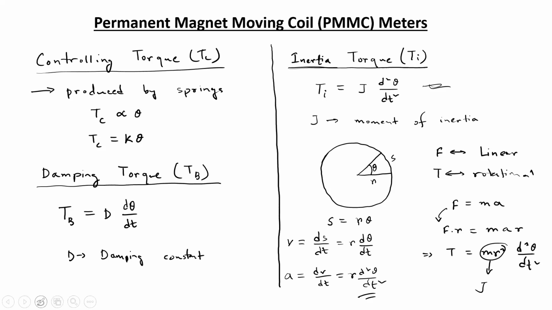Now, to write the system level equation, the deflecting torque Td can now be written in the form of a second order equation as this one. So it is relating the deflecting torque with the deflection theta in terms of the second order equation associated with the constants: the moment of inertia, the damping constant, and the spring constant.